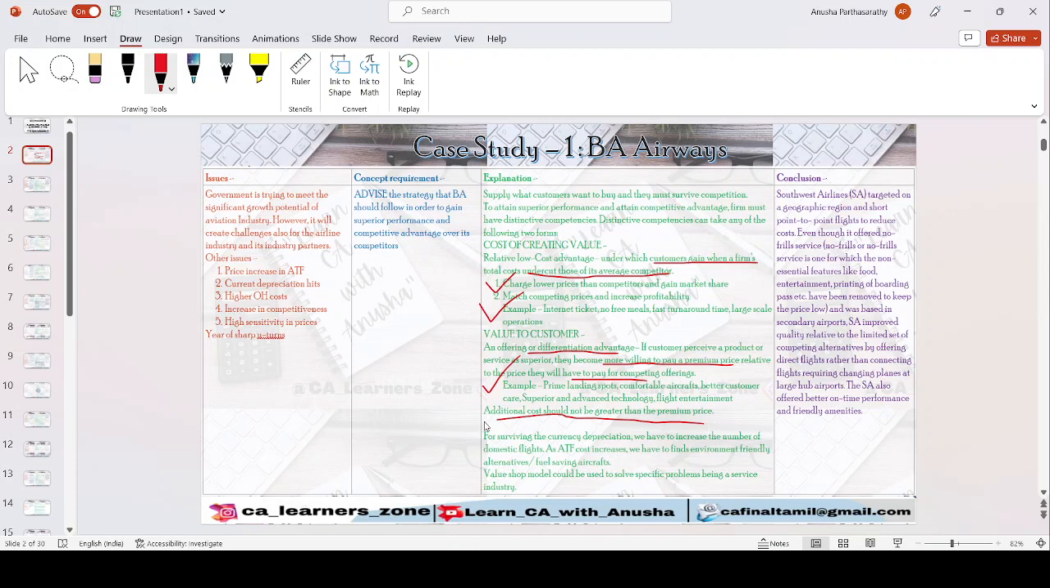Now, for surviving the currency depreciation, I have to increase the domestic flights. Currency depreciation comes only in the case of international flights and not in the case of domestic flights. ATF cost increase: see, petrol cost increases, so that's why we are switching to electric vehicles. Similarly, I have to find some new alternatives. And value shop model, because it is a service industry, I have to use the value shop model. This was with respect to case study number 1.